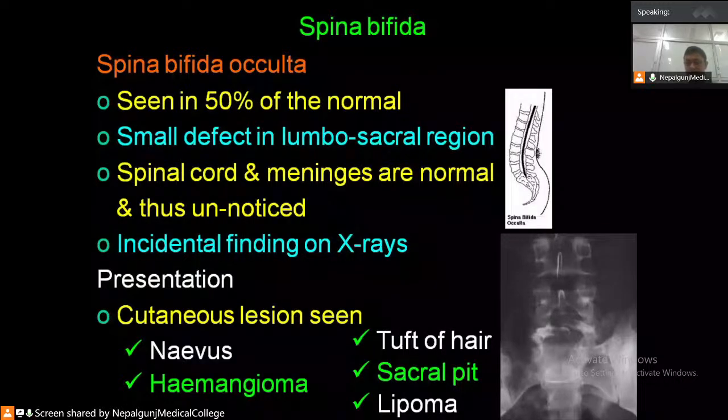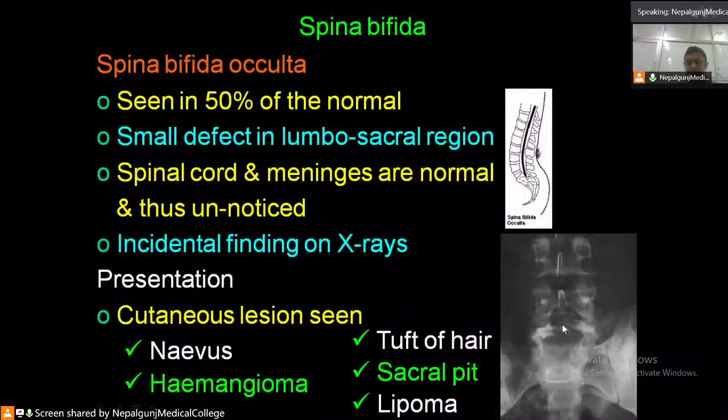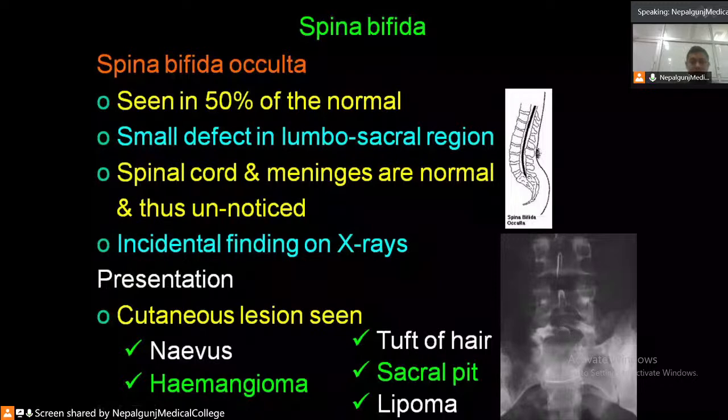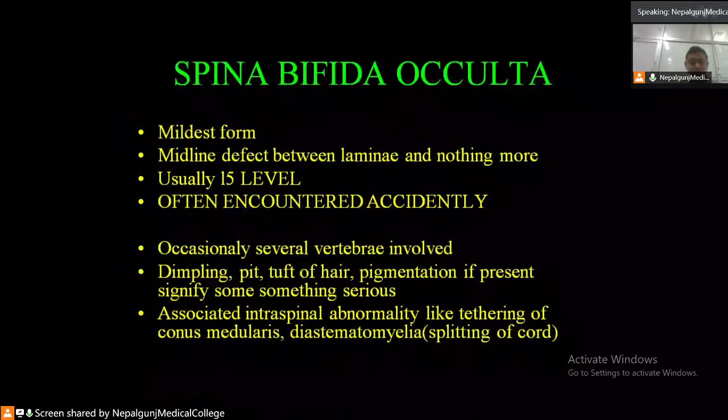So if you see this X-ray over here, over this part, there is a neural defect. There is a defect over the lamina. So this causes the spina bifida occulta. It's the mildest form. This is a midline defect between lamina and nothing more. Usually L5 level and often encountered accidentally. Occasionally, several vertebrae are involved, and dimpling, tuft of hair, pigmentation, if present, signifies something serious.